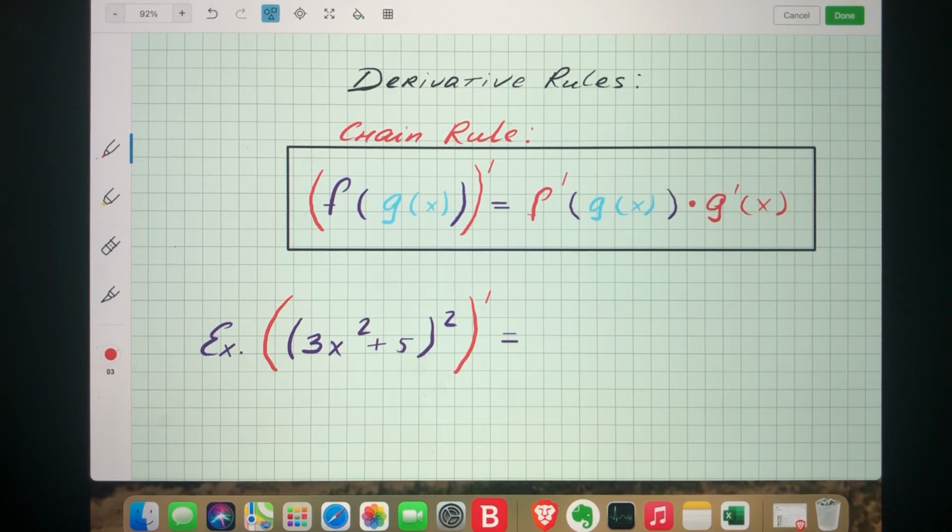Hello, in this video, let's look at the chain rule. The chain rule is used when we take a derivative of some function that is a nested function. So it's a composition of functions.